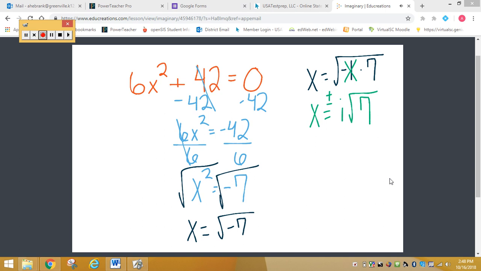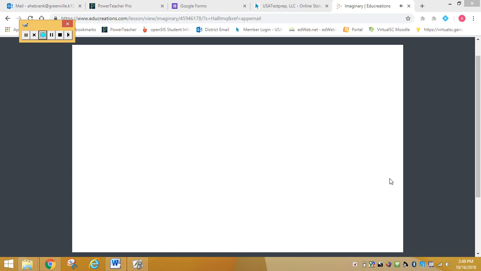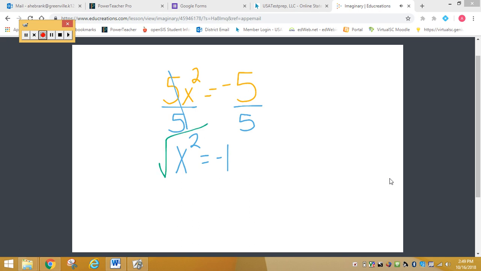Let me give you another problem because I'm sure some of you are a little bit confused. Let's do another one. Let's do 5x squared equals negative 5. We're going to solve this. So I'm going to start by dividing by 5. So I get x squared equals negative 1. To get rid of the x squared, we're going to do the square root. So those cancel, and I get x equals, again, it could be a positive or negative, square root negative 1. Well, we know the square root of negative 1 is i. So the x could be a positive or negative i.